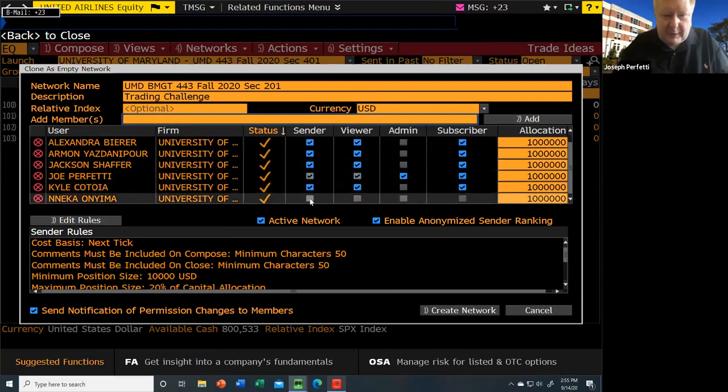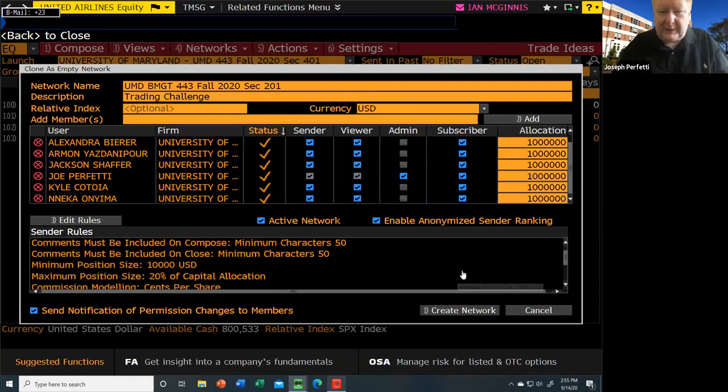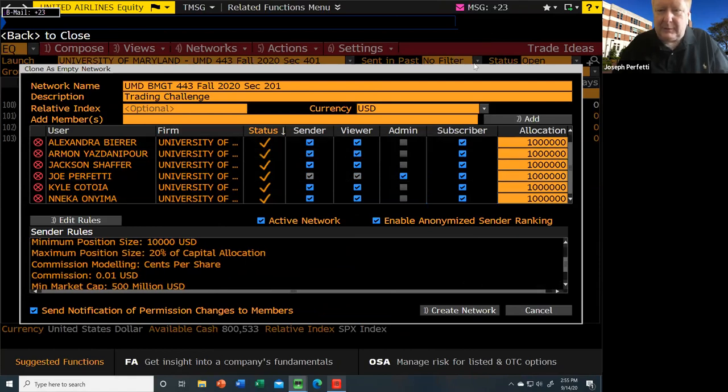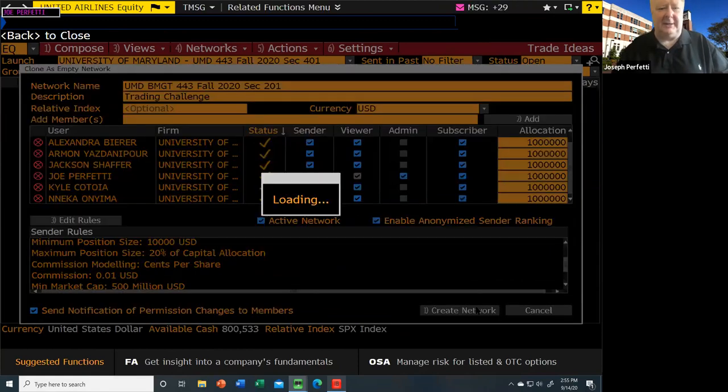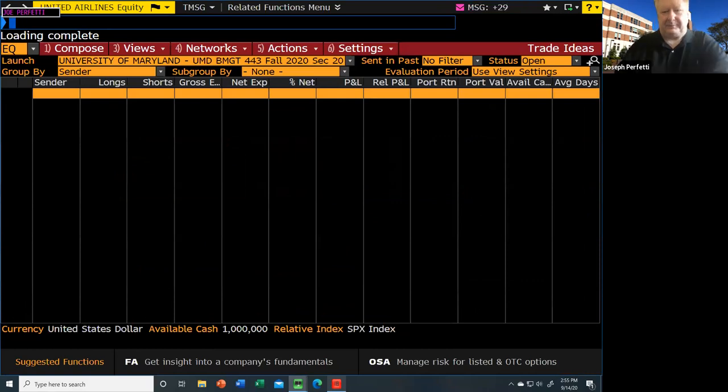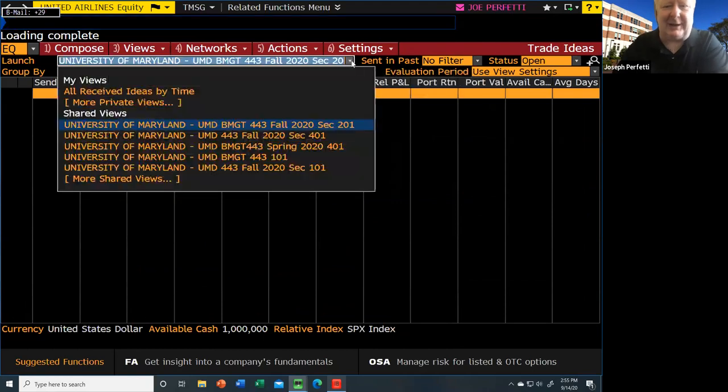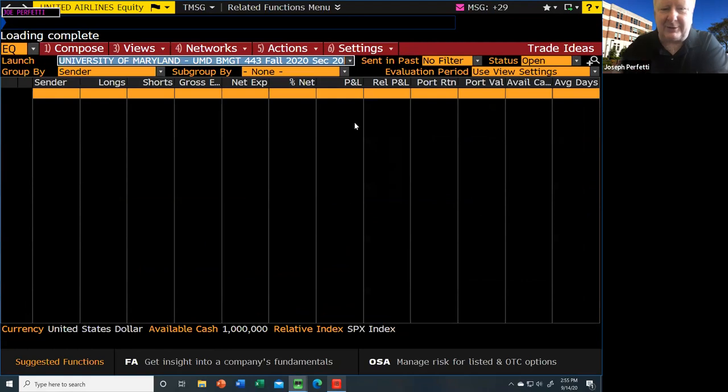Great. All right, so you 6, once I create this network, will have access to either, again, IDEA or TMSG. Once you go there, very important, you have to select the section from the dropdown. So even though there's only one section to select, you still have to select your section to get to the list of companies. Now, your team is not going to show up in the list until you start trading and start buying things.